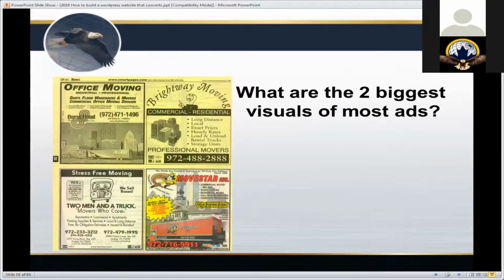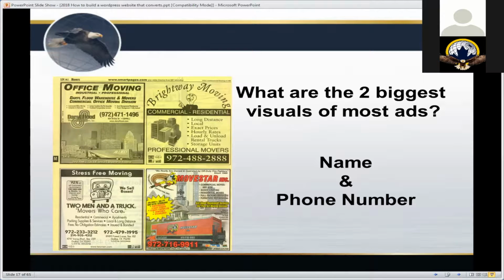I wanted to use this example here of the moving company. If you're going into the Yellow Pages, online or offline, or into Yelp, or wherever it is, Google searches, whatever you're doing, what are the two biggest visuals that an ad has? The two biggest visuals are the name and the phone number. So when you're looking for a moving company, you're thinking to yourself, oh my gosh, which one is any worse? Which one is any better than anyone else? And how can I really tell the difference?